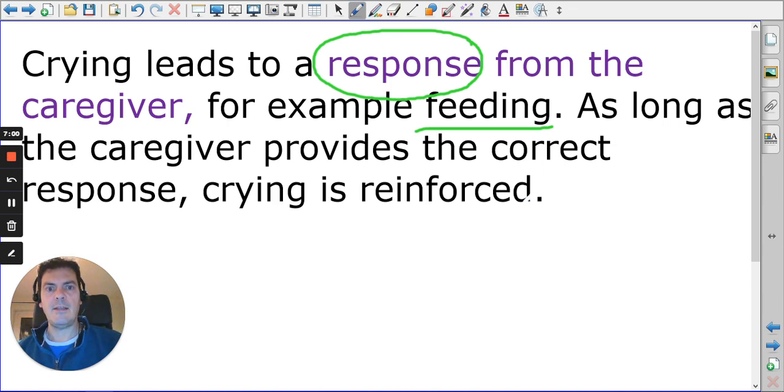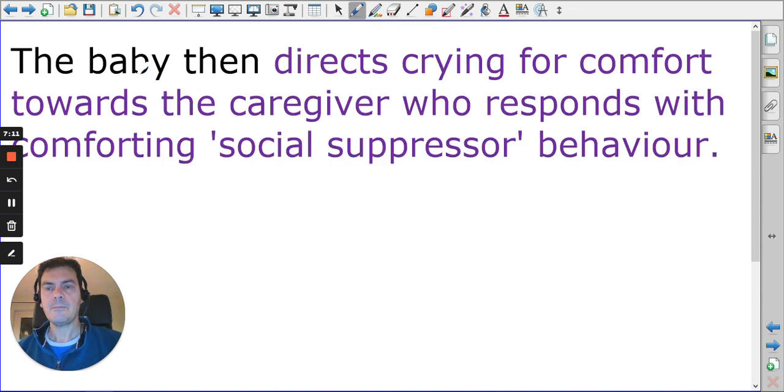But of course, there's something there, that you respond because the baby's crying. There's something that's causing the baby to cry, so therefore it causes the correct response. This happens repeatedly, so the baby starts directing its cry for comfort towards a caregiver, saying, "I'm crying, come and feed me." And the caregiver also has social suppressors or comforting behavior, such as picking up, cuddling, changing its nappy, all those types of things happening at the same time.